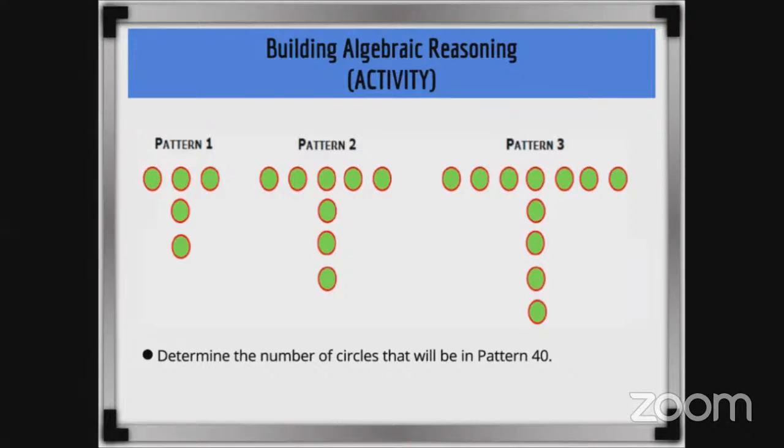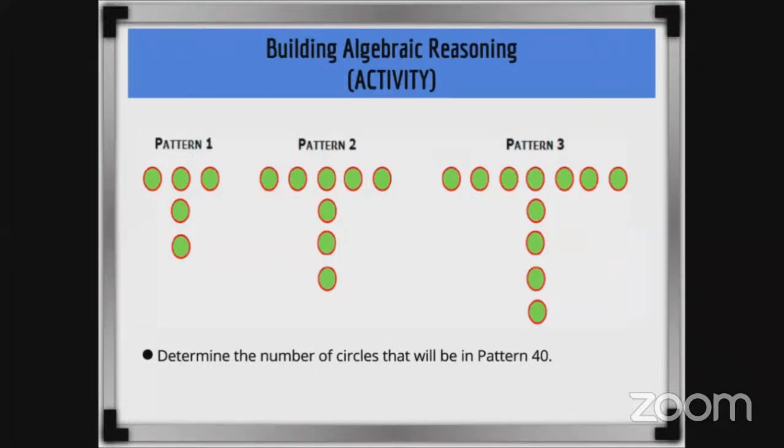So we have pattern 1, pattern 2, pattern 3. Determine the number of circles that will be in pattern 40. Now, before we do pattern 40, I want you to look at the patterns that you see and see how you can move from pattern 1 to pattern 2, pattern 1 to pattern 3, pattern 1 to pattern 2, then 3. So I want you to see the pattern as it is moving and tell me.